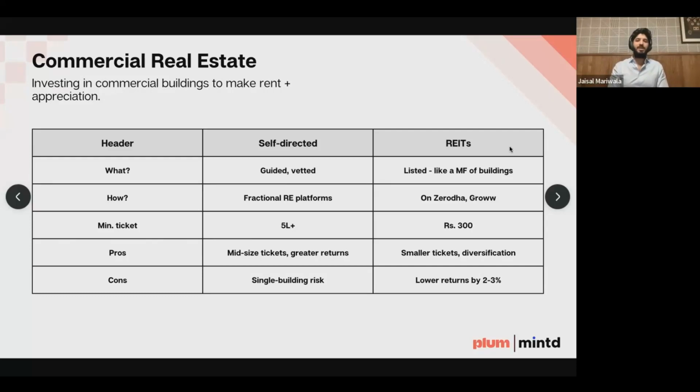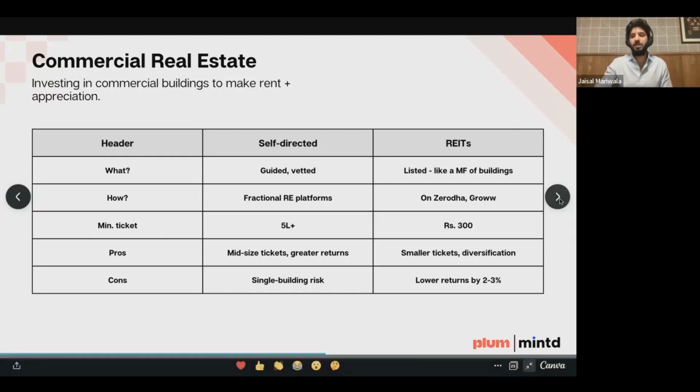A REIT is basically an ETF for buildings. You can buy it and sell it on Zerodha or Groww. You can buy it on a stock exchange, super high liquidity, small ticket sizes, and they're diversified. So you're investing in a bunch of buildings instead of just one. And in exchange for that diversification, that liquidity, you're getting a lower return, right? These are the only ways to do it outside of buying a whole building yourself, which will cost you 100 crore plus. So that's why there's value in these paths to commercial real estate investing.